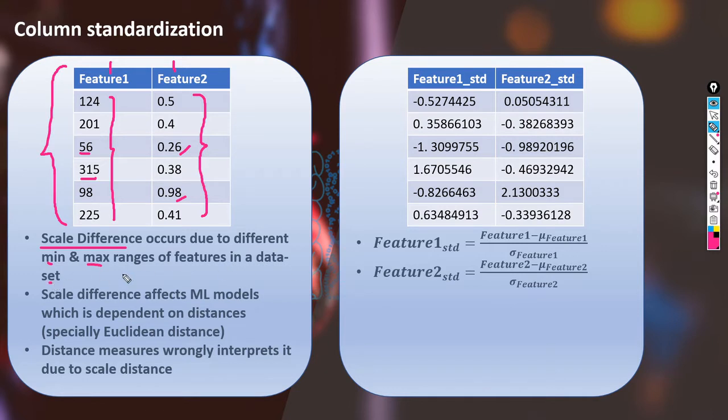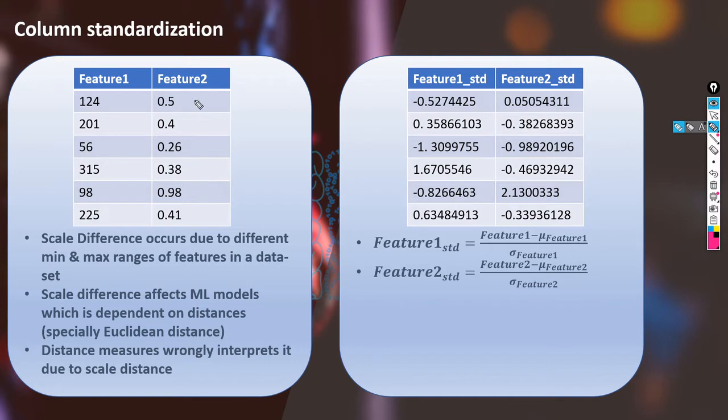To be specific, scale difference affects machine learning models, specifically those which depend on distances like Euclidean distance, because Euclidean distance acts differently in different scale zones. Just think logically. Okay, let me clear the screen.